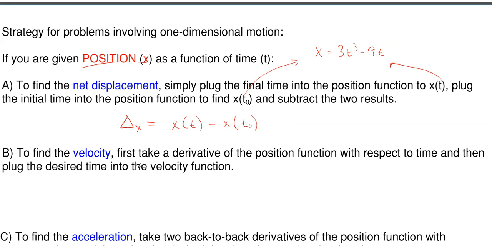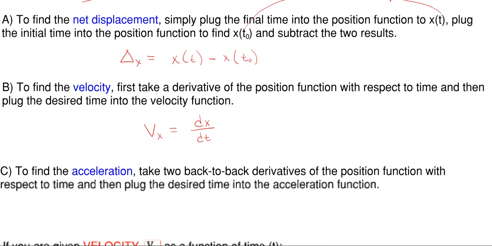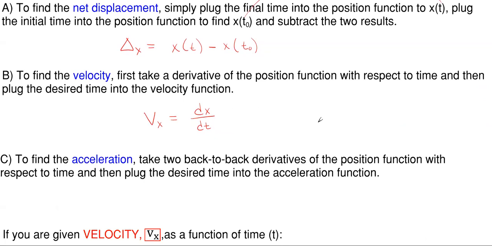All right, moving on, let's say you need to find velocity. In order to do this, you're going to take the first derivative of the position function with respect to time, and then plug the desired time into the velocity function. So it's basically the same equation as before: velocity, v sub x, is equal to the derivative of that x equation with respect to t, so dx/dt of your initial position equation. That's very simplistic.